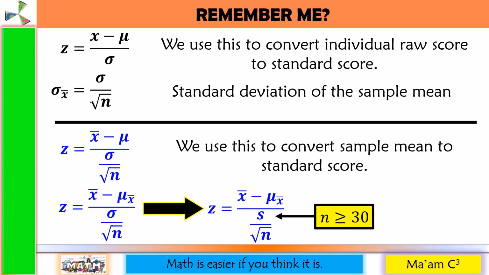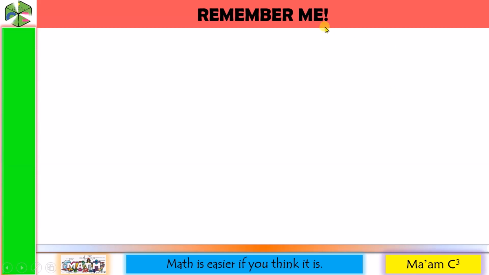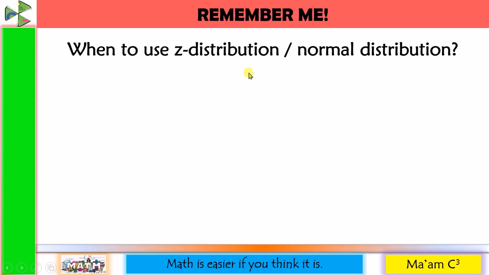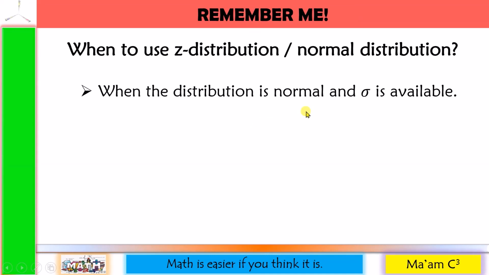Another question now arises. What if our n is less than 30? Then that would be our next lesson. Next, remember me, this time with an exclamation point. When do we use z distribution or normal distribution? We use z distribution or normal distribution if the distribution is, of course, normal, and we know the population standard deviation. That is why it is called normal distribution. We use it when the distribution is normal.